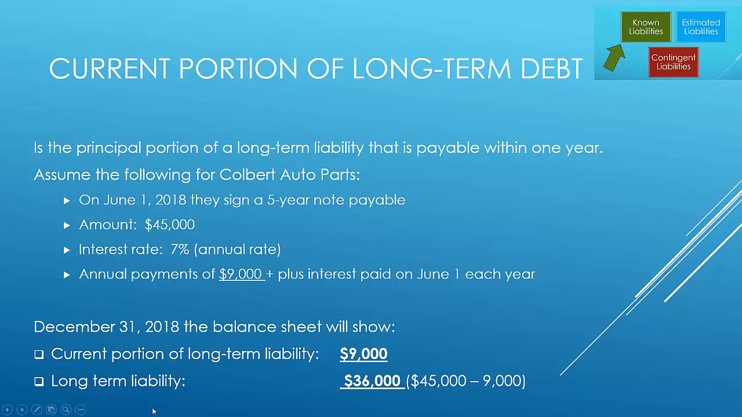So my point is that there's going to be a current portion of that long-term liability. In this example, that would be the $9,000 of the annual payments, and then the other portion would be listed as the long-term liability. So you could have a long-term liability, but if a certain portion of that is due within a year, that portion that's due within the year is considered the short-term liability.